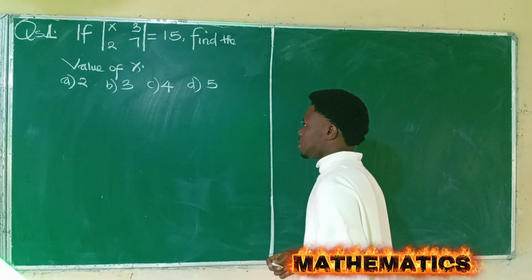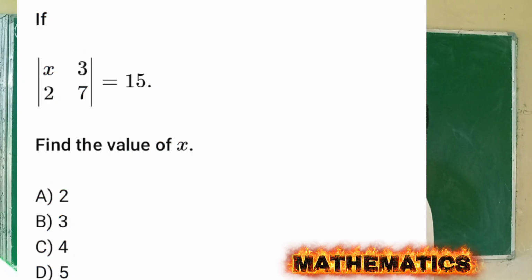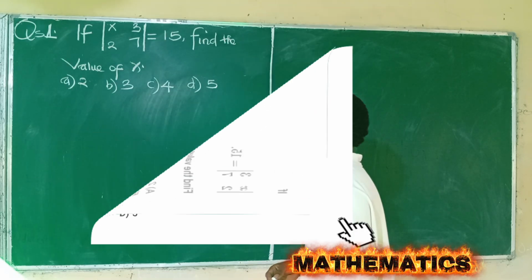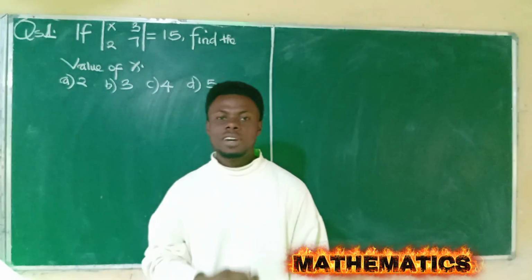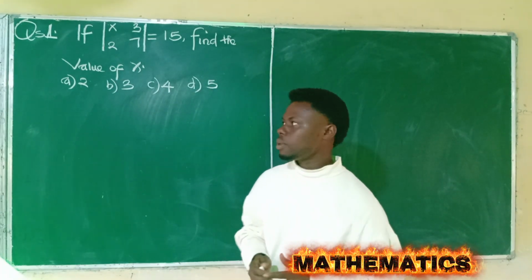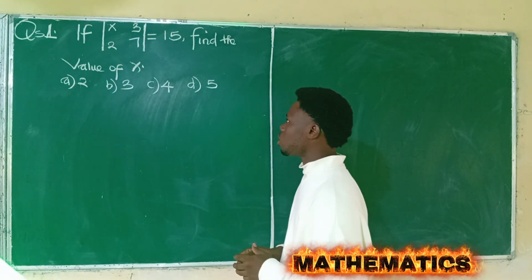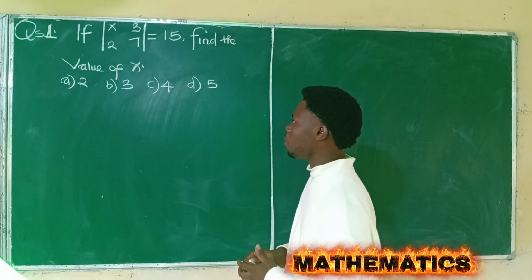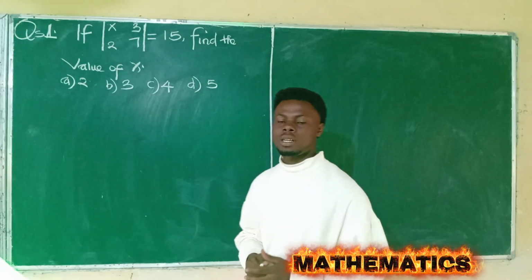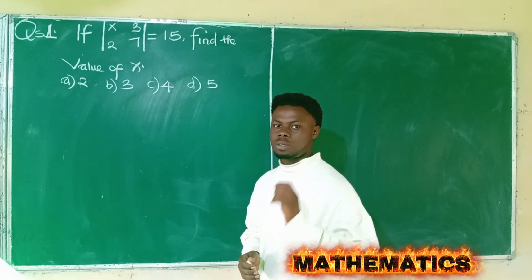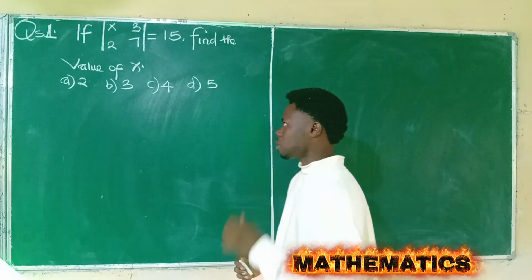Mathematics. The question says, if this matrix is equal to 15, find the value of x. Option A 2, B 3, C 4, and D 5. First things first, this is determinants in mathematics. To obtain the determinant of a 2 by 2 matrix, the first thing we do, remember this is JAMB, we are required to solve this under 40 seconds.